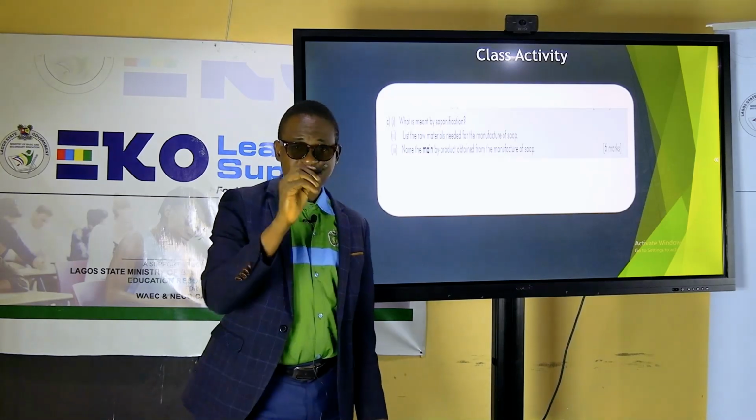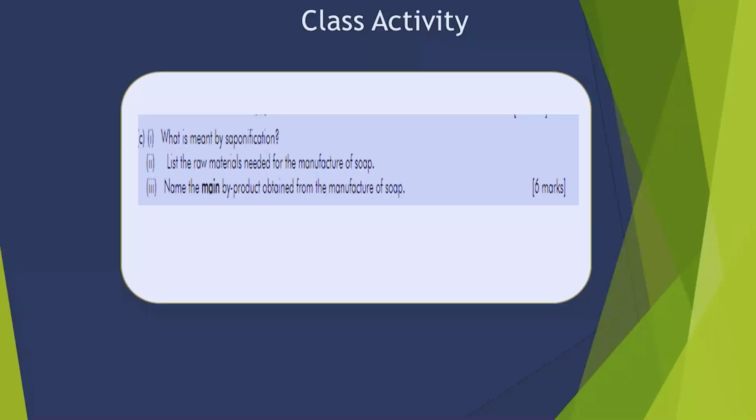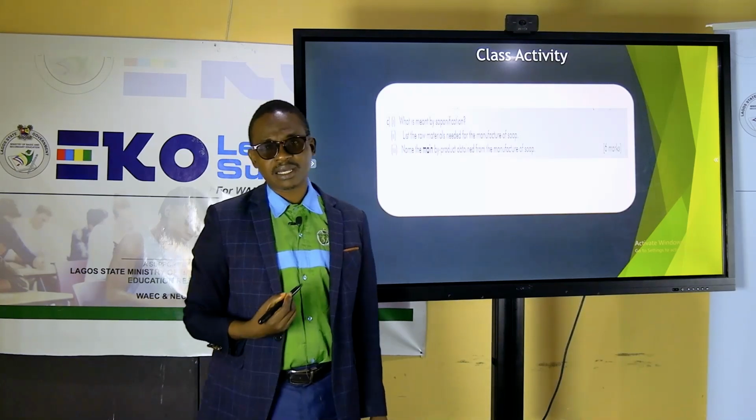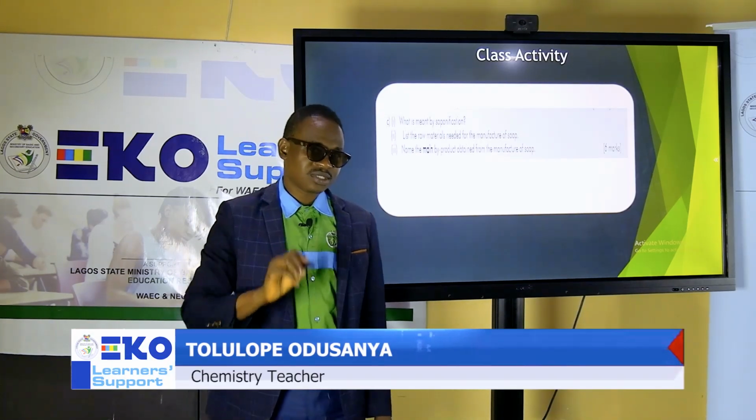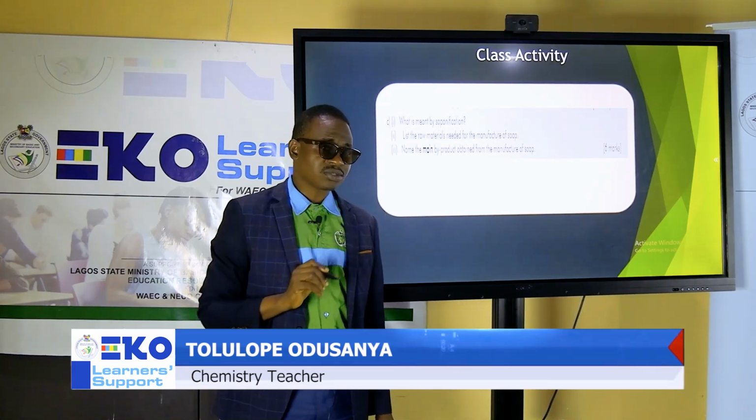Now, let's come down to class activities. The question is, what is meant by saponification? We are going to do it together. Then list the raw materials needed for the manufacture of soap, and also name the main byproducts obtained from the manufacture of soap. 6 marks. This is not a small mark. So I want you to tell me what saponification is. You have 20 seconds to do that.